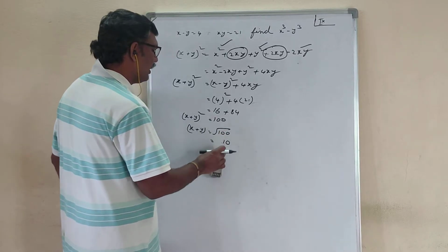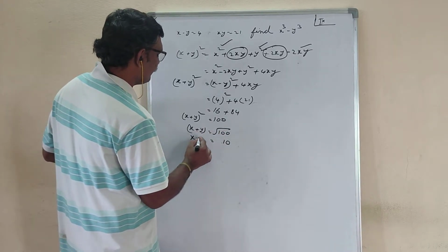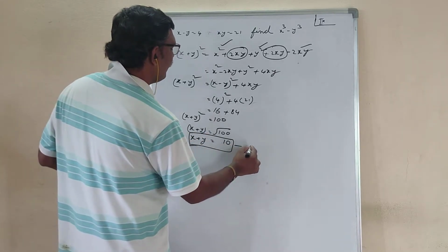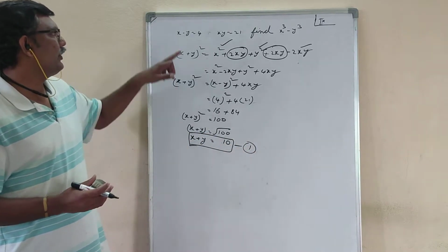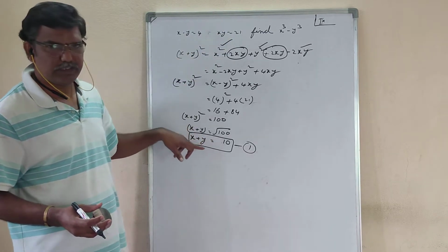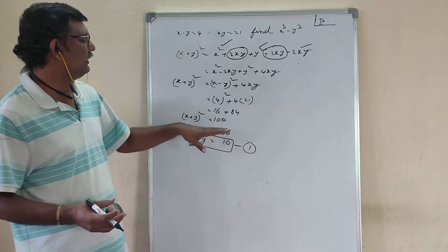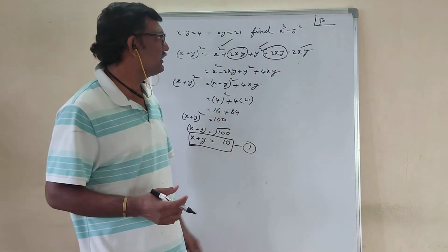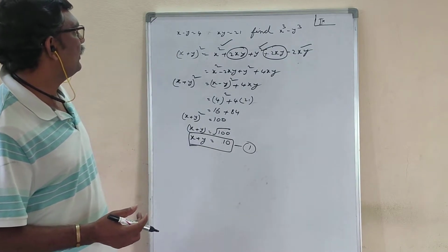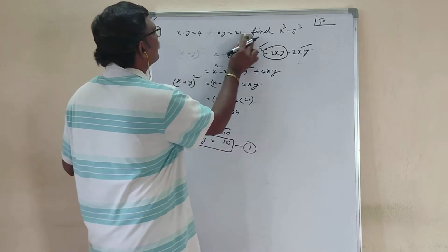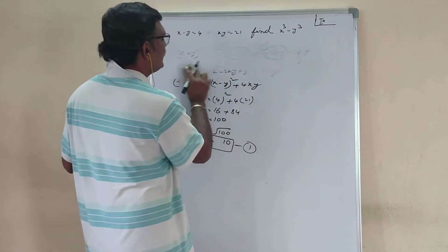So, you got the value of x plus y now. When you know x minus y and xy, we can find x plus y. It is one equation which you got. Now what you have to do is, we will go for the x cube minus y cube formula, x cube minus y cube.